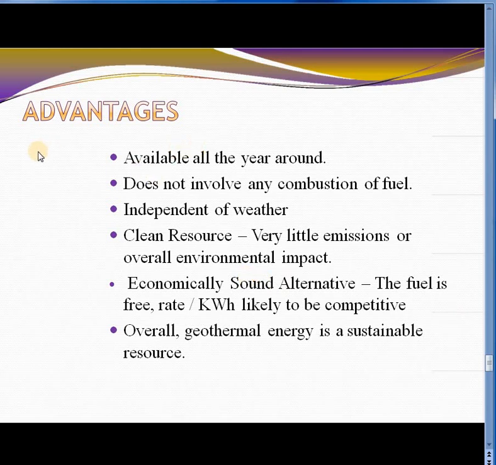So if you see the advantages and disadvantages of a geothermal power plant, the advantage is that the energy can be utilized all over the year. It doesn't vary with the change in climate. The heat inside the earth is always the same. The magma, the geothermal reservoirs, don't vary. Then it doesn't involve any combustion of fuel, that is, there is no burning of any fuel, no fossil fuels getting exhausted, no lack of resources.